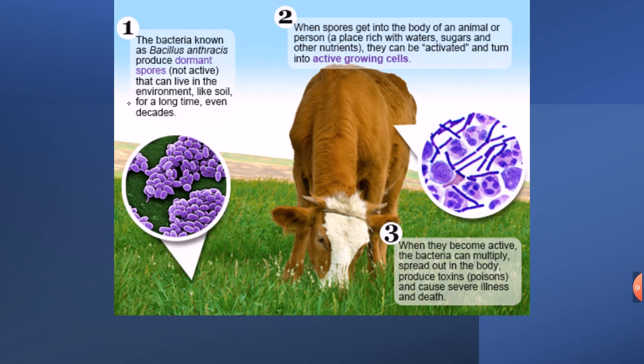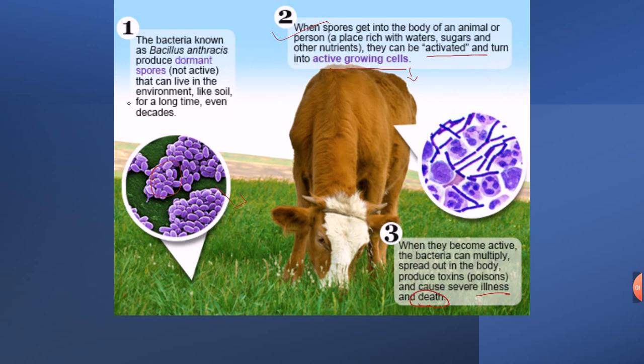Bacillus anthracis has the capacity to live in the soil in spore form for a long time, even for decades. And when the spore goes inside the body of an animal, what is going to happen? They are going to be activated, and they are going to cause the disease in the animal. How do they cause the disease? They produce a toxin. In a further video, we are going to talk about this. But to understand here, when they become active, bacteria multiply and spread out in the body, produce toxins and poisons, and cause severe illness and ultimately the death of the animal.